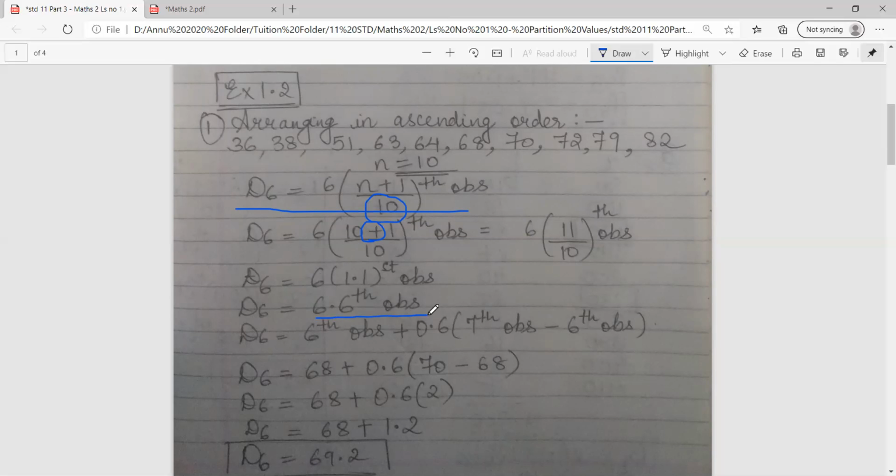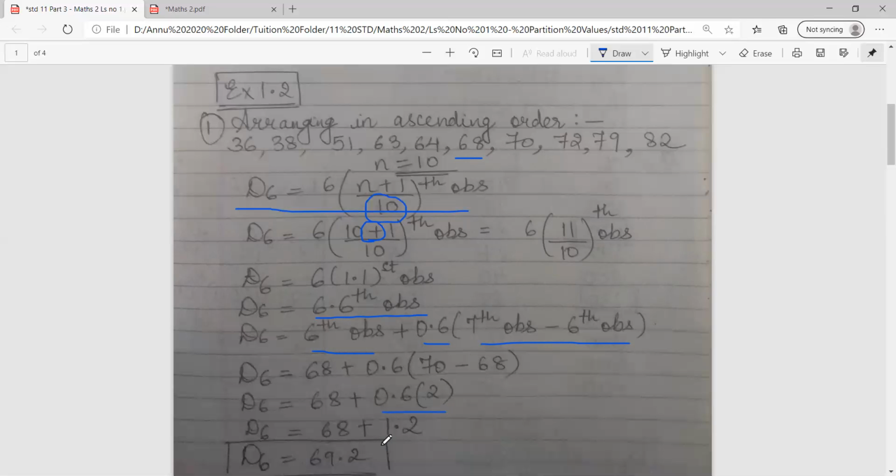Class, if you paid attention, I have already explained this when we were doing the first exercise on quartiles. Whenever you face such sums wherein you have a decimal in raw data, we break it up into two parts. That is the first number, the 6th observation, plus the decimal number 0.6 times (6.6 lies between two numbers, 6 and 7) the 7th observation minus the 6th observation. Our 6th observation here is 68, plus 0.6 into 70 minus 68, which gives you a 2.